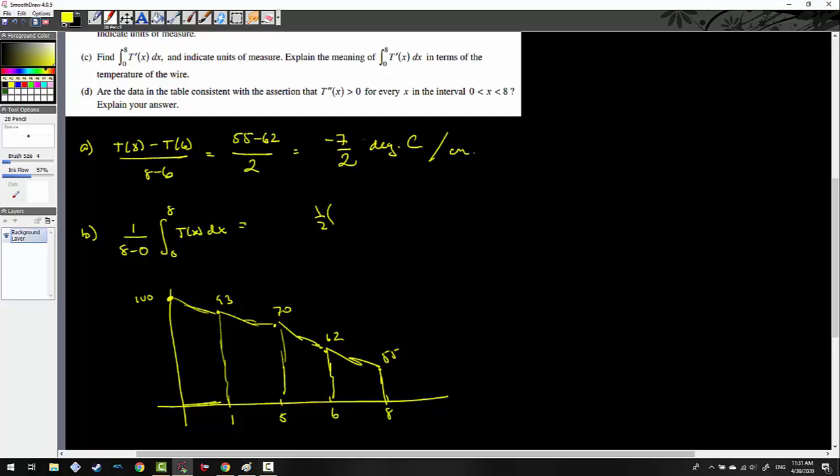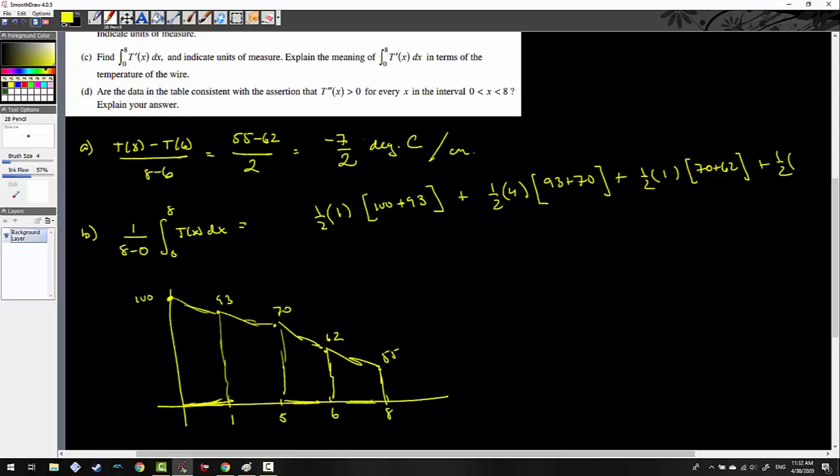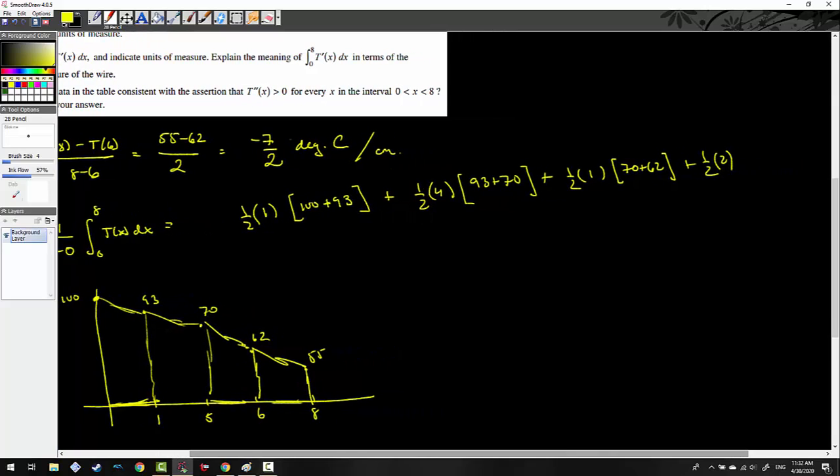So this is going to be 1/2 times the height, not the base. The first base is going to be 100, plus base 2, 93, for the area of a trapezoid. Plus the next one's going to be 1/2, the height's going to be 4, base 1 plus base 2 is going to be 93 plus 70, plus 1/2. The next height is going to be 1 from 5 to 6, 70 plus 62. And then plus 1/2, the last height is going to be 2, and base 1 plus base 2 is going to be 62 plus 55.